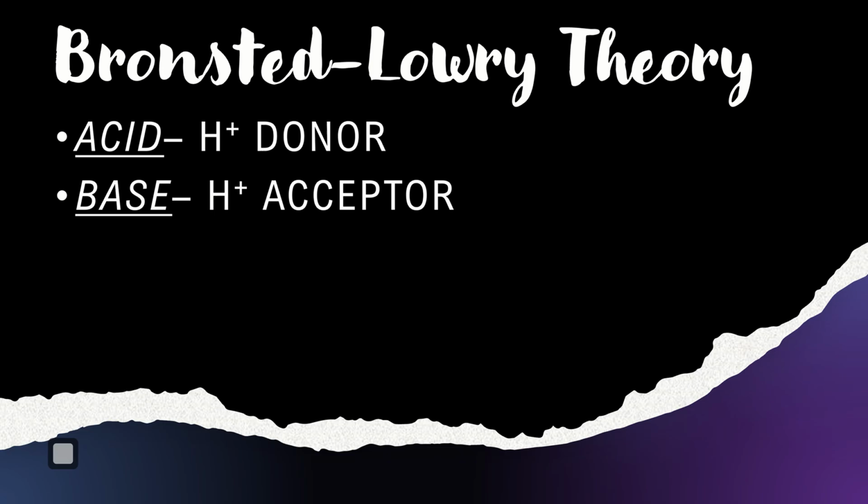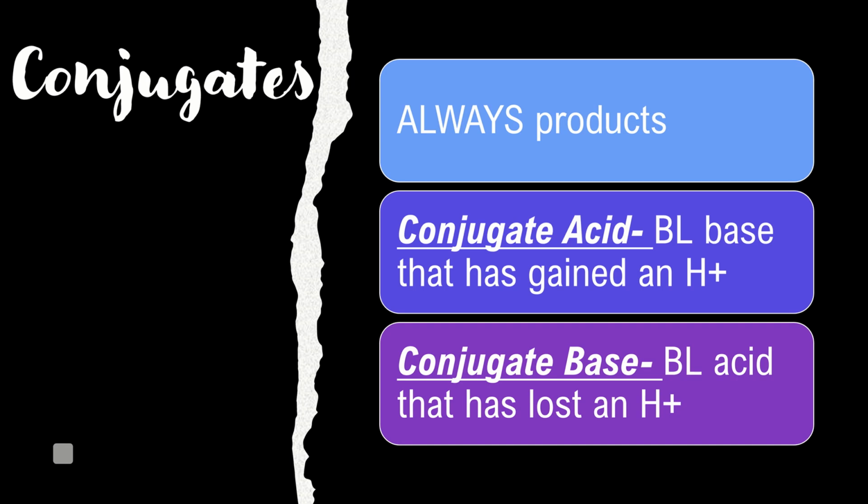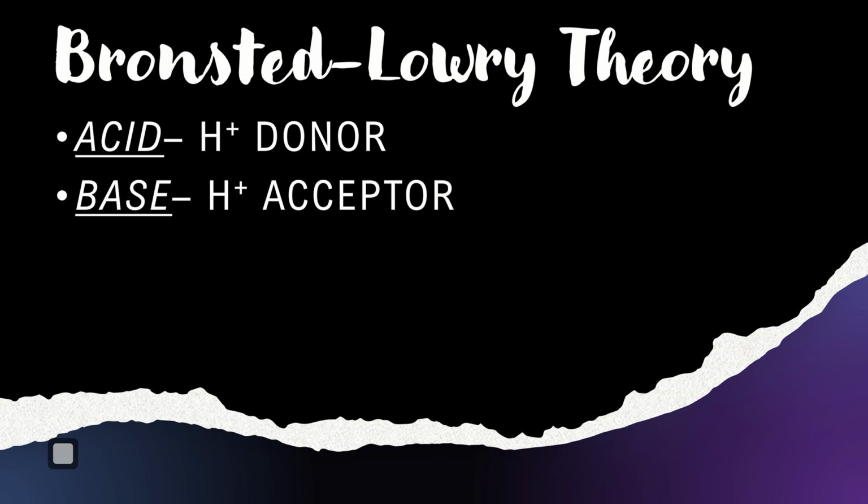But basically, Bronsted said an acid is something that donates an H+. A base is something that will accept an H+. Okay, that is what we're looking at here. So acids donate, bases accept. So what we're going to do with that is we're going to be doing these little reactions where we have to identify which one's an acid and which one's a base.